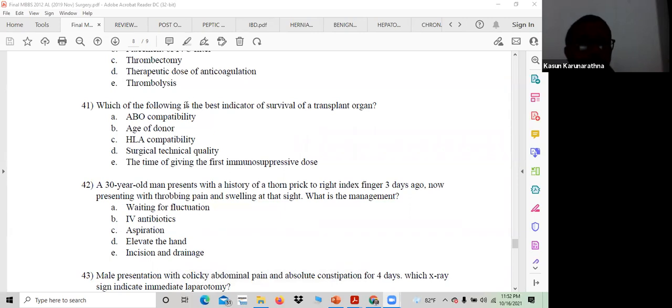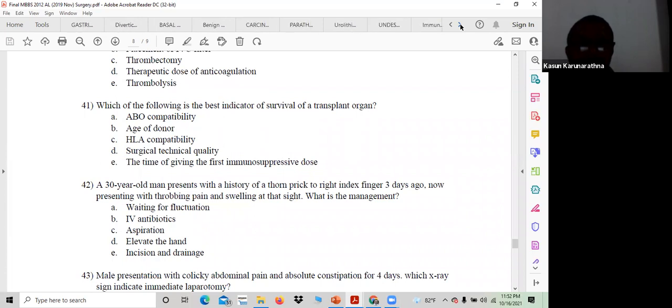If you don't get ABO compatibility, you will get hyperacute rejection. If you don't get HLA compatibility, you get acute and chronic rejection. So both are important. Which of the following is the best indicator of survival? You can't take one from these two, right? There should be something missing in the question. If you forget ABO compatibility, you get hyperacute rejection. If you don't get HLA compatibility, you again get acute or chronic rejection, right?